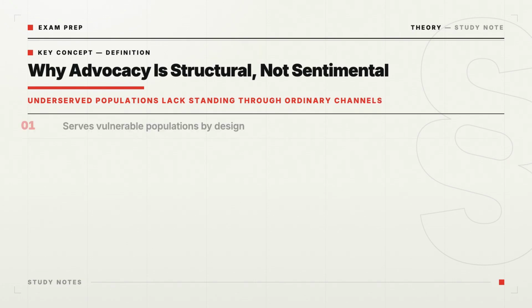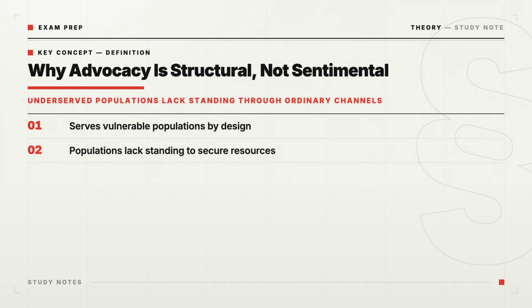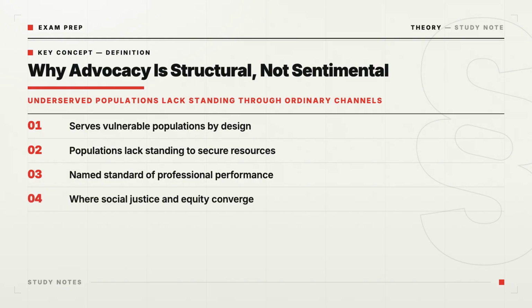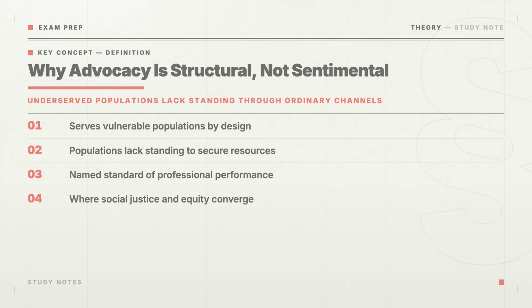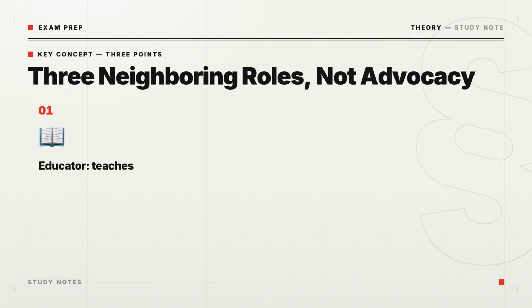The role isn't optional for this specialty, and the reason is structural. Public health nursing serves vulnerable populations who are underserved precisely because they lack standing to secure resources through ordinary channels. Advocacy is a named standard of professional performance, not an admirable extra, and it's where social justice, equity, and population accountability converge. Three neighboring roles create predictable confusion.